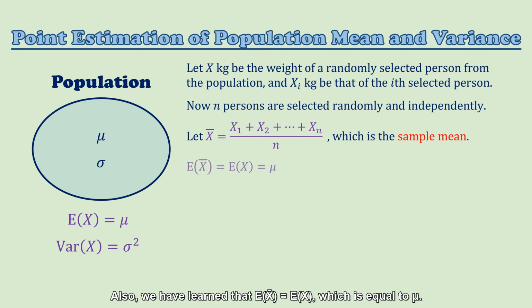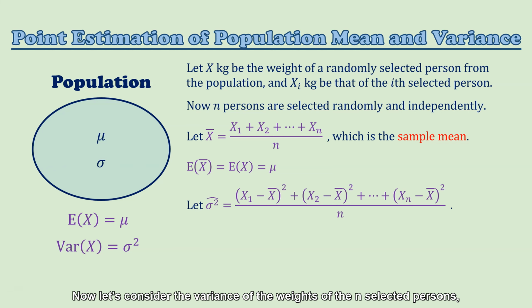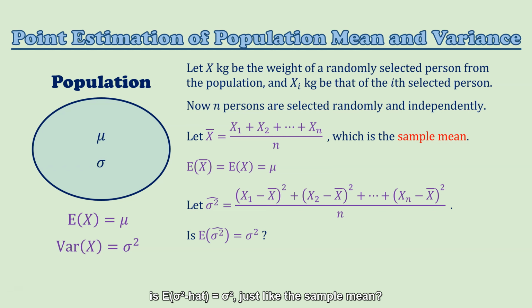Also, we have learned that the expectation of x bar is equal to the expectation of x, which is equal to mu. In other words, we can expect that the value of x bar does not tend to underestimate nor overestimate mu. Now let's consider the variance of the weights of the n selected persons. And we let this be sigma square hat. Now we have a similar question. Is the expectation of sigma square hat equal to sigma square, just like the sample mean?